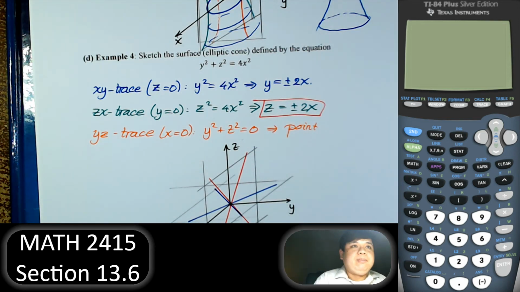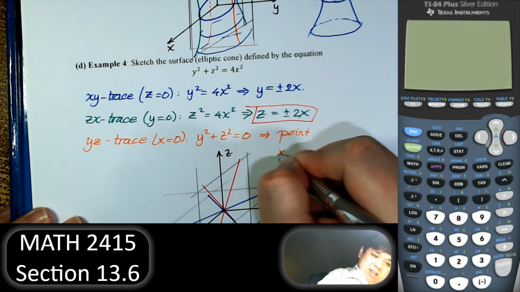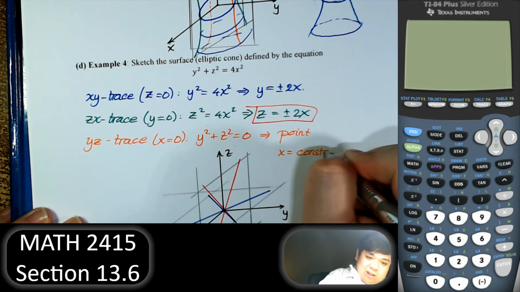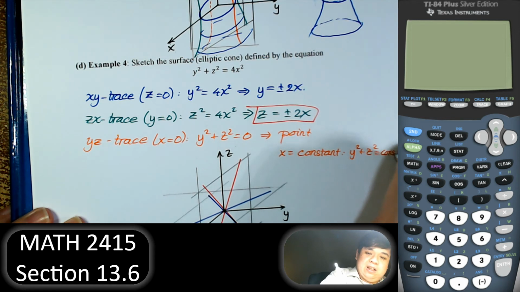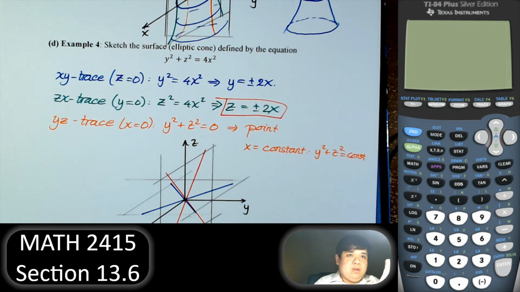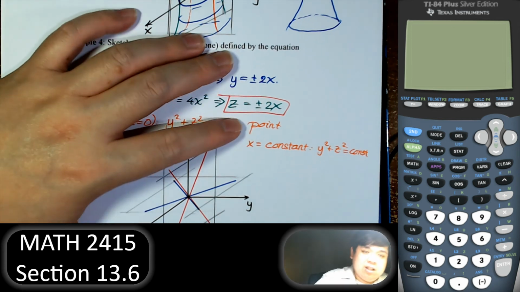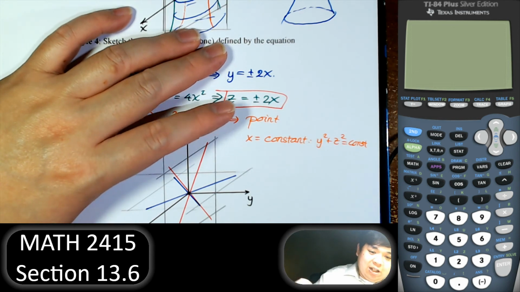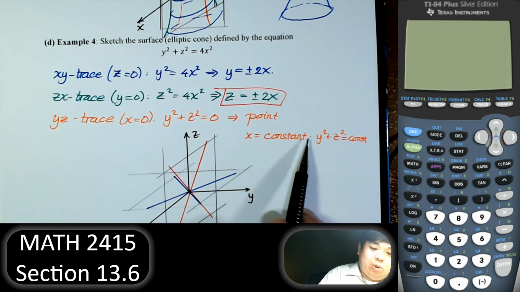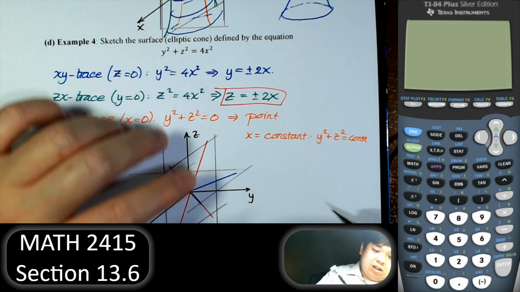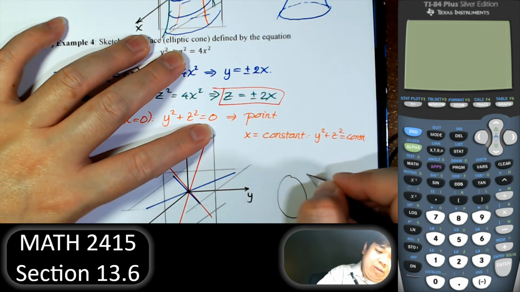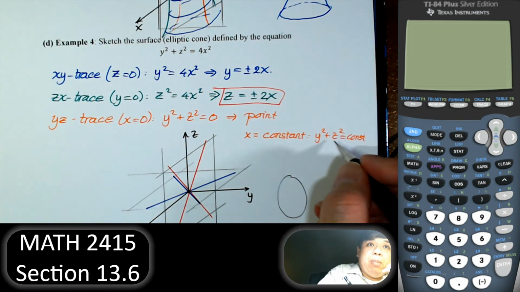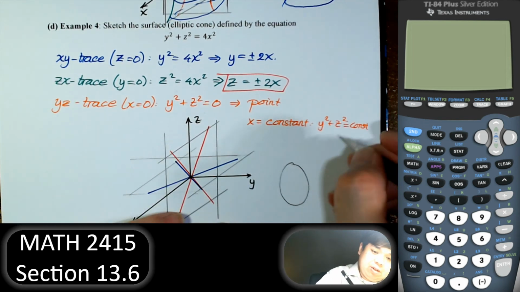So what do we see here? And by the way, if x is a constant, we have y squared plus z squared equal to constant, and that is of course an ellipse. So we're going to have an ellipse for every level of x. So think about that. For each x equal to a constant, we have an ellipse. So we have an ellipse, and then we have another ellipse. The bigger the value of x, the bigger the ellipse.